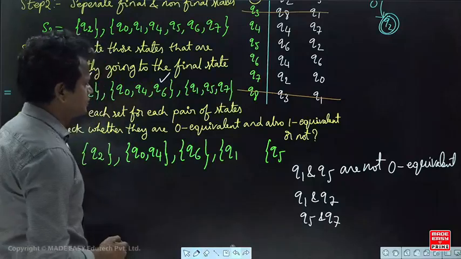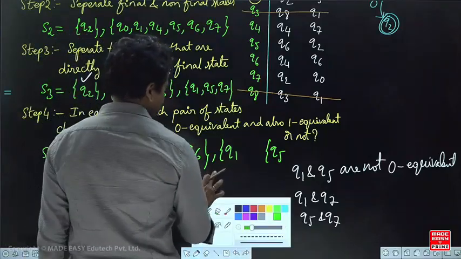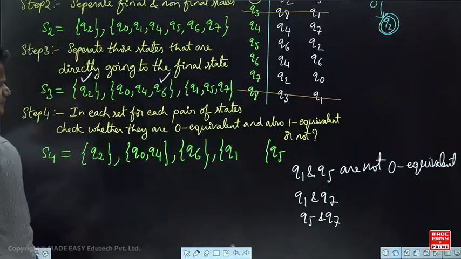So I am checking for Q1 and Q7. Just copy this, guys. Make it fast.